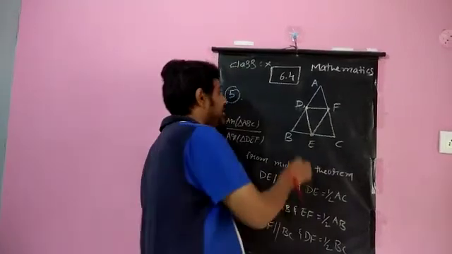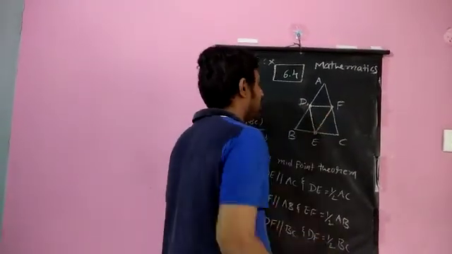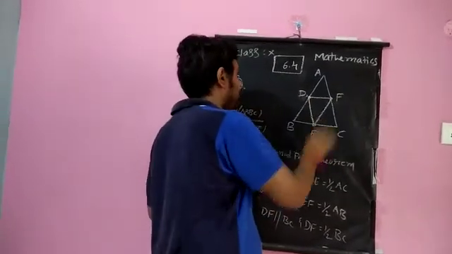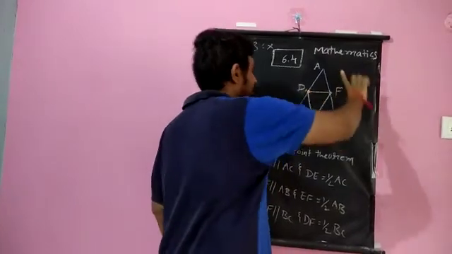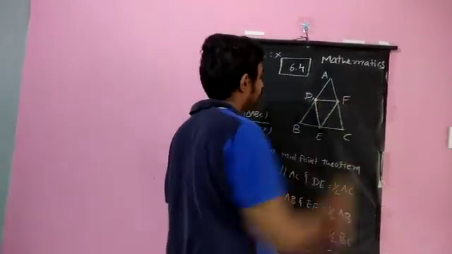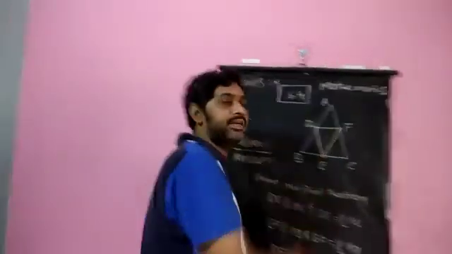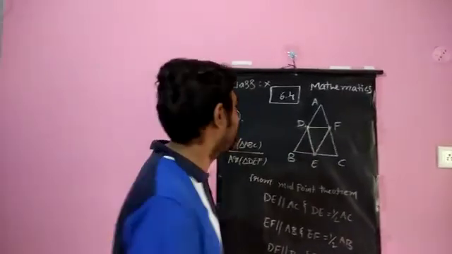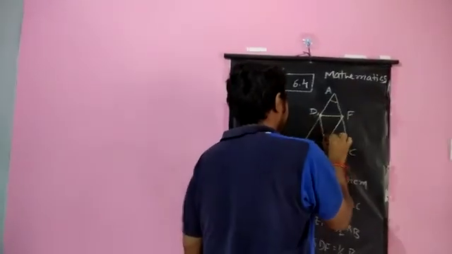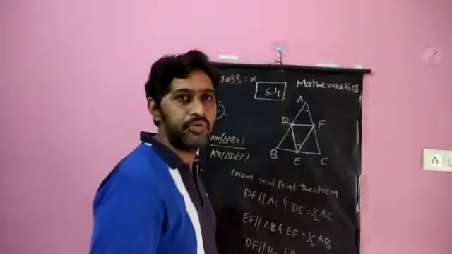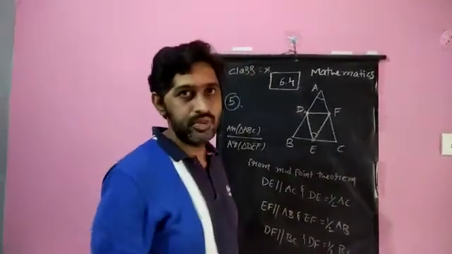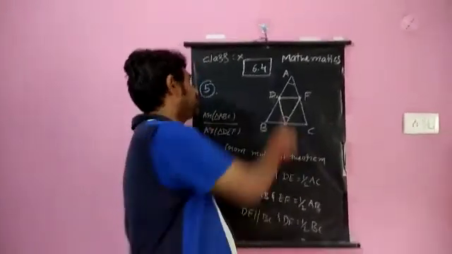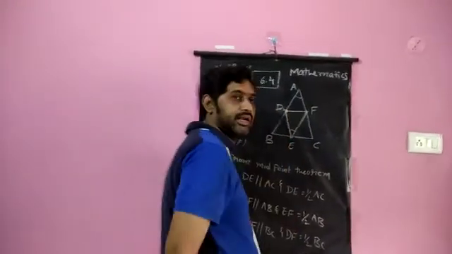DECF will become a parallelogram because DF is parallel to BC, which means it is parallel to EC also. Similarly, DE is parallel to AB, which means DE is also parallel to FC. So I can say that DECF will be a parallelogram. In a parallelogram, opposite angles are equal. In such a way, one angle of triangle ABC will be equal to one angle of triangle DEF. After proving that, I'm not writing the steps. You follow my explanation and make your notes.